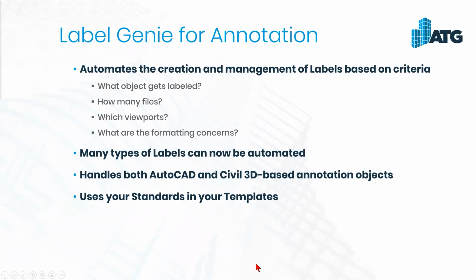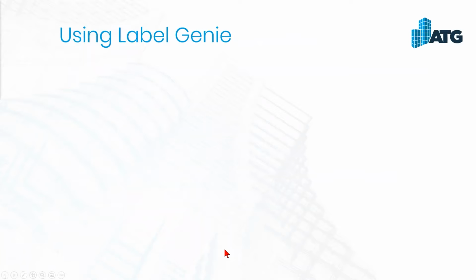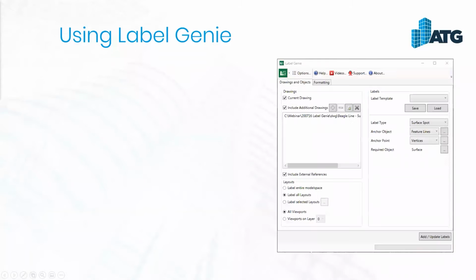And then you can manually tweak a couple of those labels if they weren't quite perfect for those unique situations as they arrive. So I'll give you a little preview of what we're going to see inside the software. So how are we going to use Label Genie? What is it going to look like?